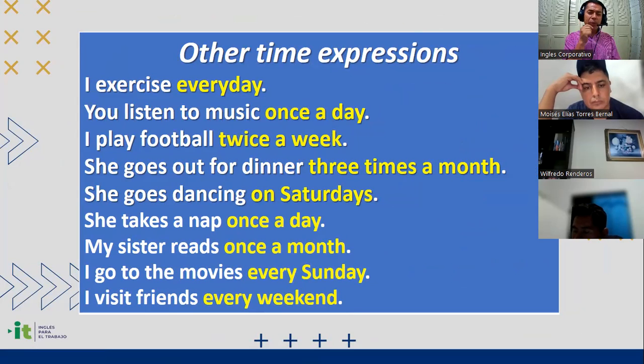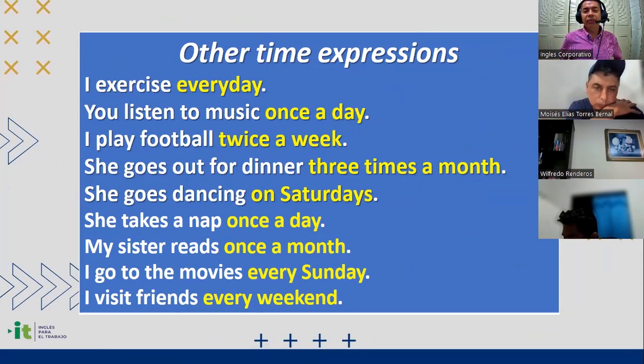¿Podría ir en el principio? Sí, solo que no es común. Podemos decir, every day I exercise. At the beginning or at the end. But it's not common. No es muy común. Siempre van al final, every day. Okay? Now, ready to practice pronunciation?